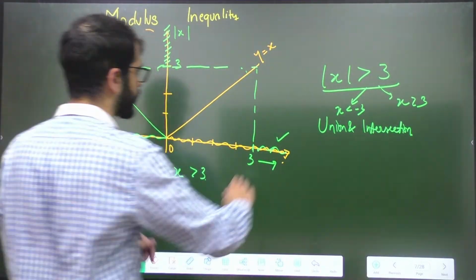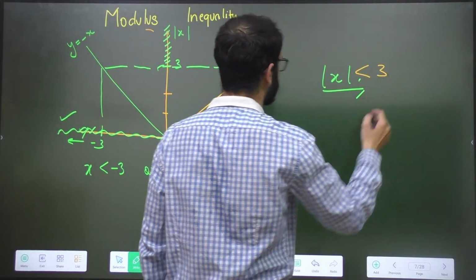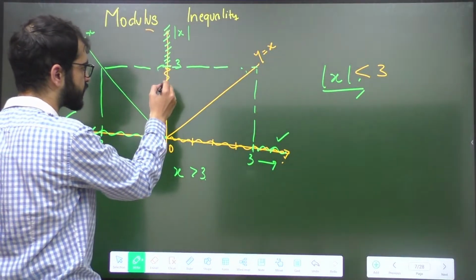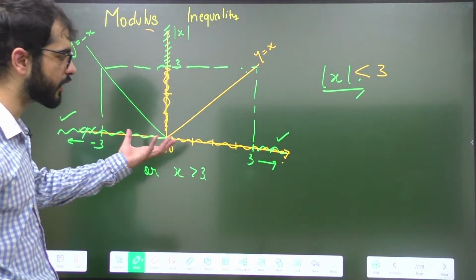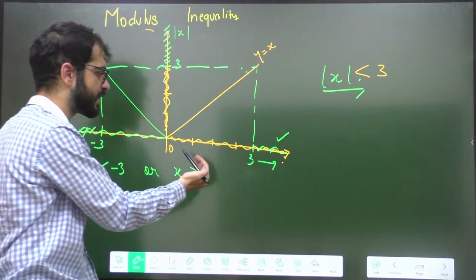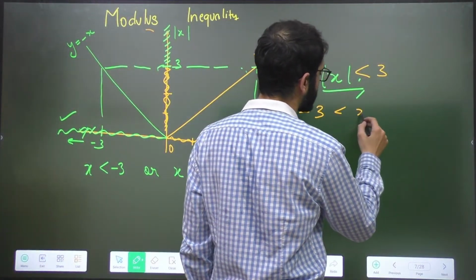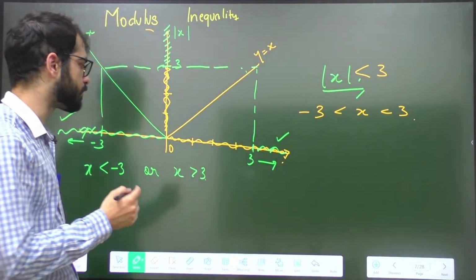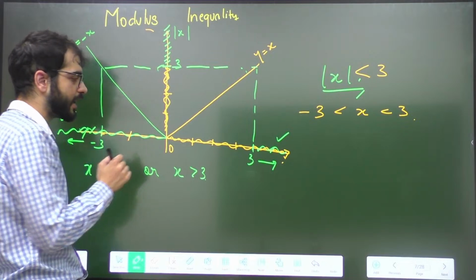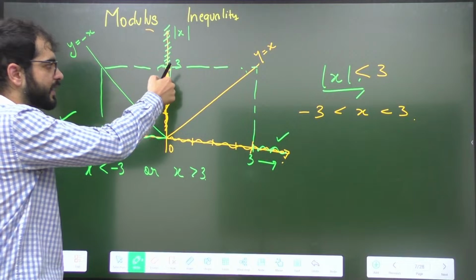Let's talk about the second condition. If I say that mod x is less than 3, then this is going to be the output. If this is the output, then what about the values of x? Either they are less than 3 and greater than minus 3. So as to say, x should lie between minus 3 and 3. Now we are not talking about union, because a number which is greater than minus 3 should at the same point of time be less than 3 for mod of x to be less than 3.